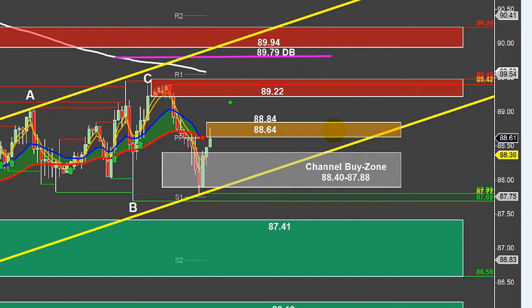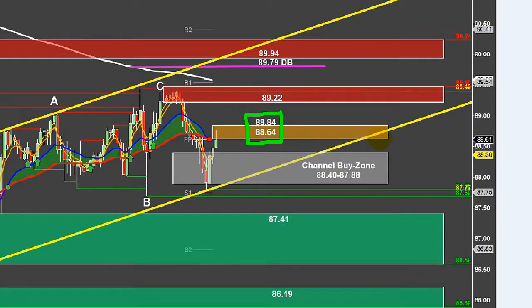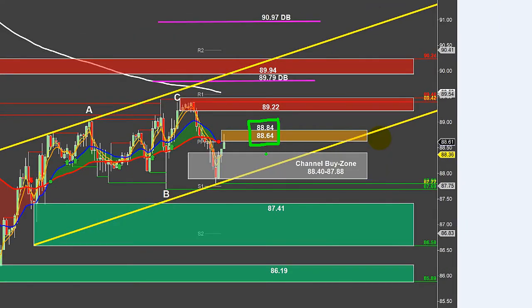Are we leaving out of a buy zone? What do you think? Channel buy zone? Yeah, absolutely. Bull channel says we're going higher. But the problem with this was that we needed to make sure that 88.84 to 88.64 wasn't going to be a reaction level. Okay, so in other words, we were looking to get long because that's where the highest percentage trade was supposed to be because of this bull channel.